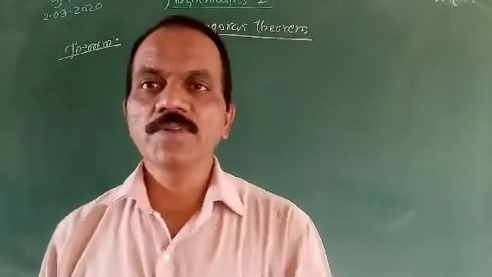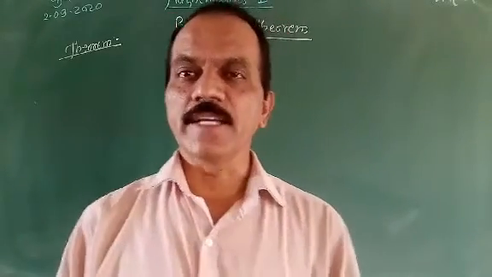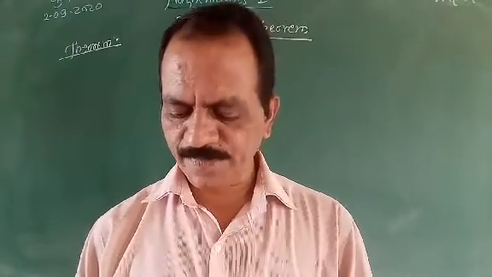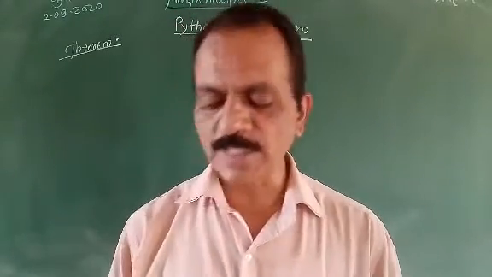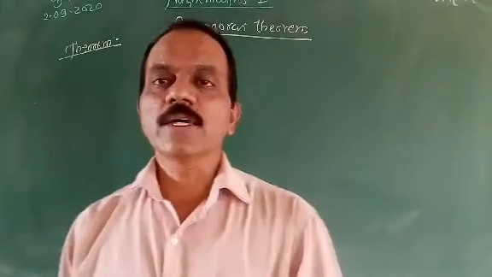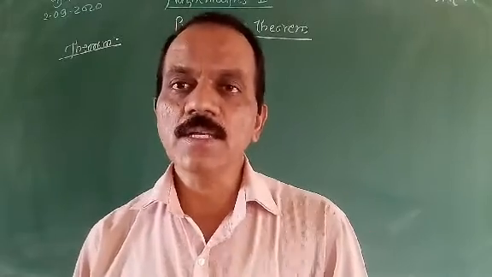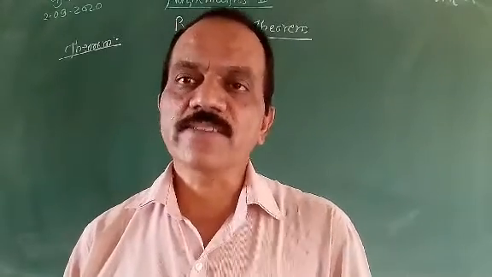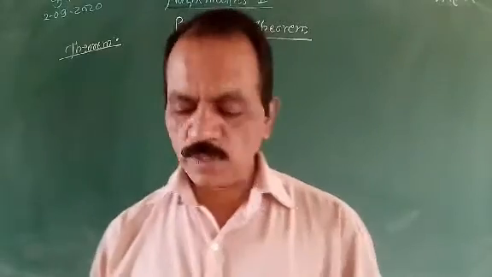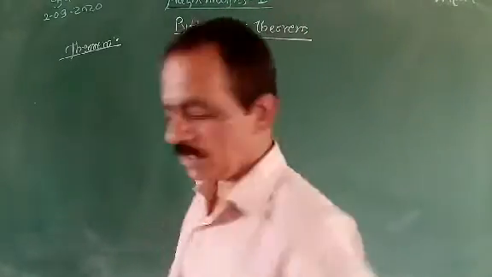Welcome all of you. Now we see the Pythagoras theorem. In this chapter we study the Pythagoras theorem. What is the statement of it? It is nothing but that the square of the hypotenuse in a right angle triangle is equal to the sum of the squares of the remaining two sides of the right angle triangle. So first we write the statement of the Pythagoras theorem.